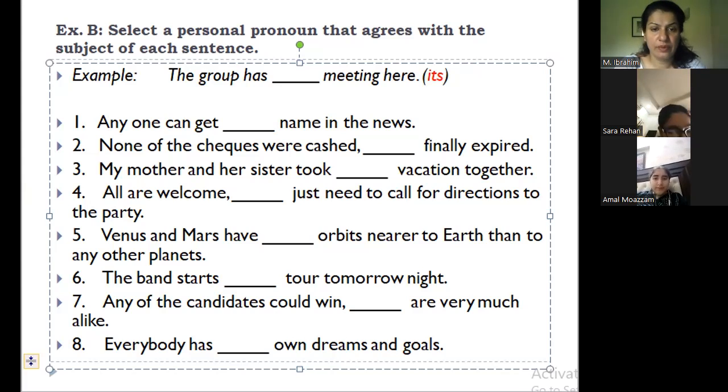Yes. All are welcome. They just need to call for directions to the party. Very good. Number 5, Sarah. Venus and Mars have their orbits nearer to Earth than to any other planets. Very good. Number 6, Amal. The band starts their tour tomorrow night. To the next one. Any of the candidates could win. They are very much alike.